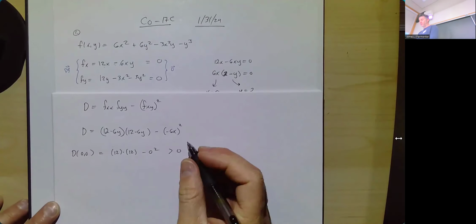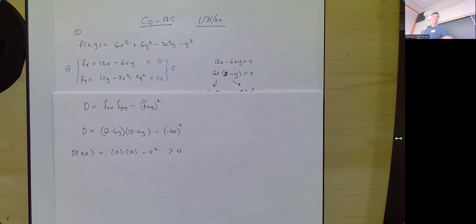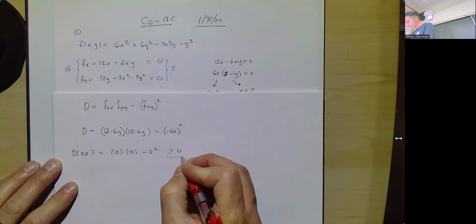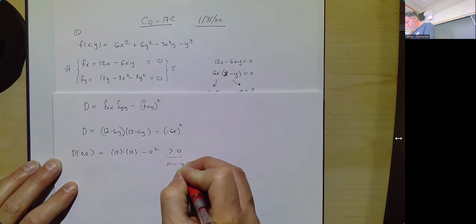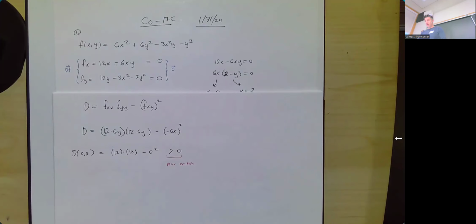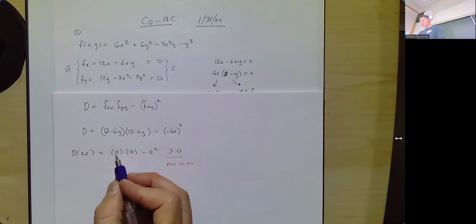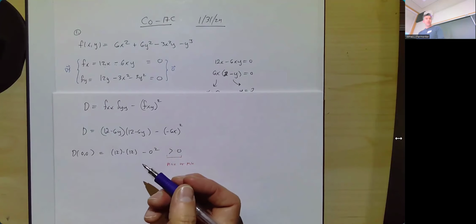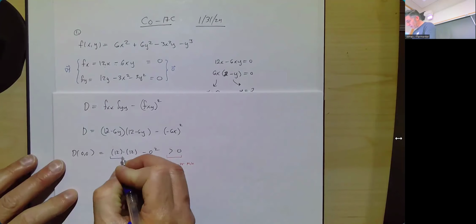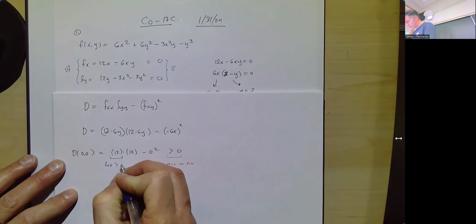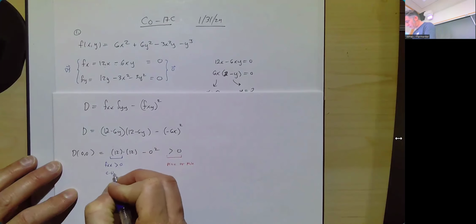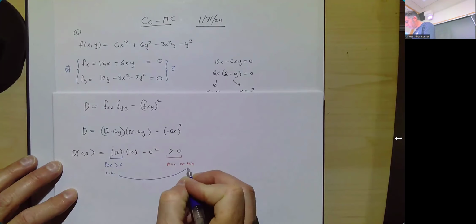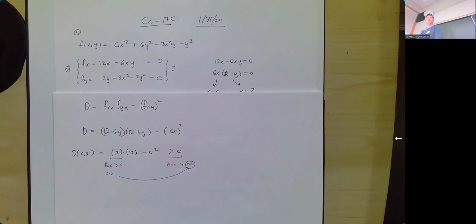So if it's positive, what does that mean? It's for sure not a saddle. But if it's positive, it means it could be a max or a min. To figure out which it is, you have to look at the second derivatives here. Both second derivatives are positive. So since fxx is positive, that means we're concave up, which means we have a minimum.